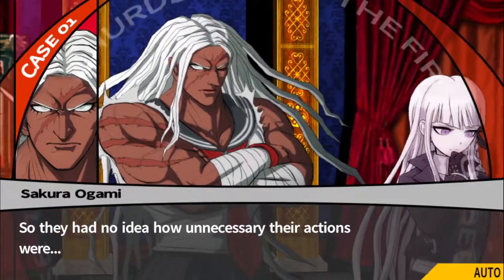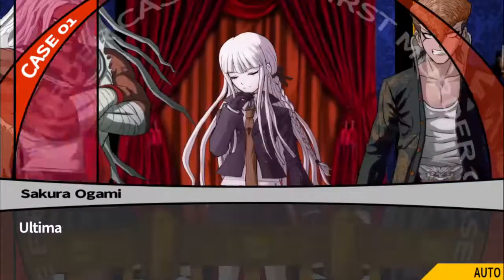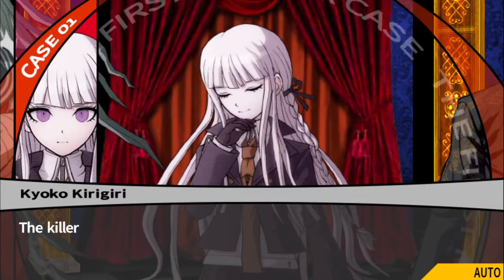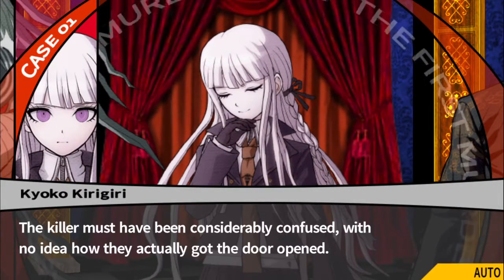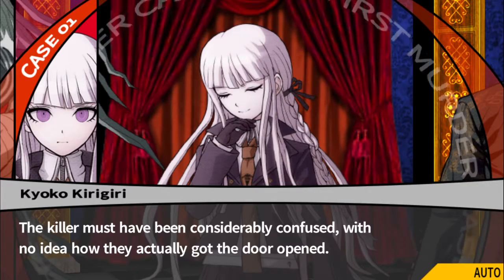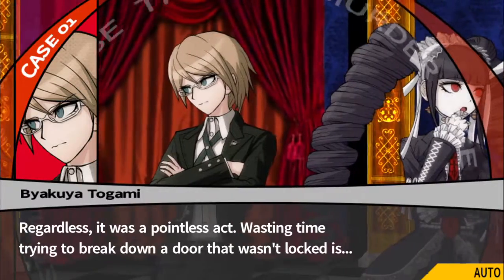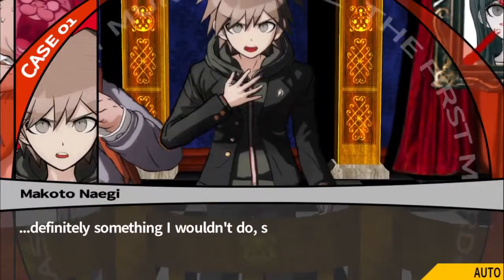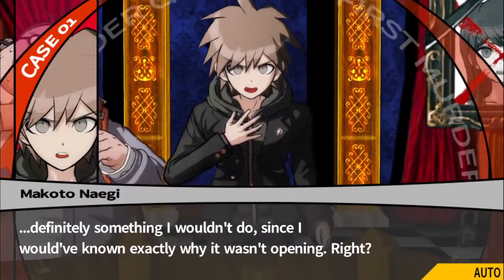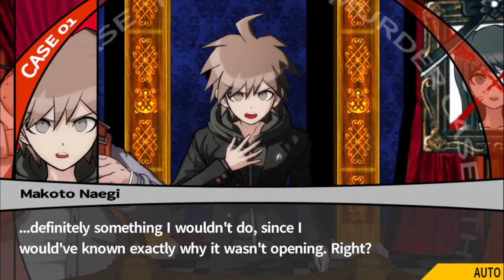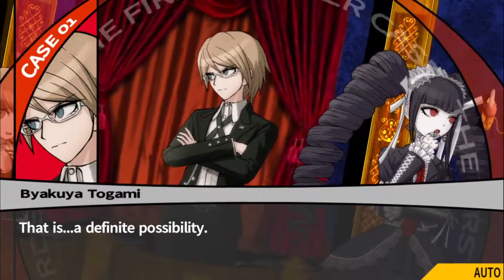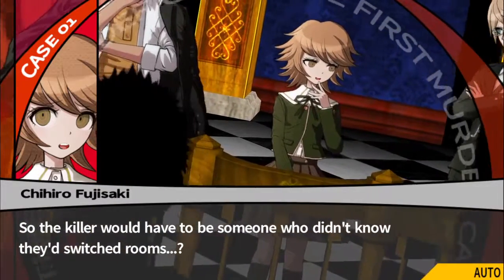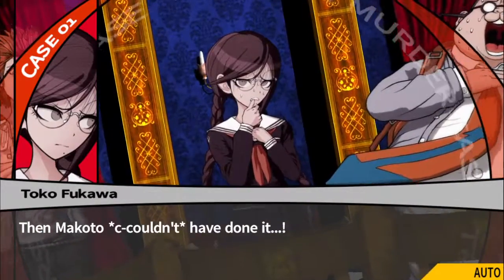So they had no idea how unnecessary their actions were. Ultimately, we can't know if it came open by force or simply by accident. But the killer must have been considerably confused, with no idea how they actually got the door opened. Regardless, it was a pointless act. Wasting time trying to break down a door that wasn't locked is definitely something I wouldn't do, since I would have known exactly why it wasn't opening, right? That is a definite possibility. So the killer would have to be someone who didn't know they'd switched rooms? Then Makoto couldn't have done it.